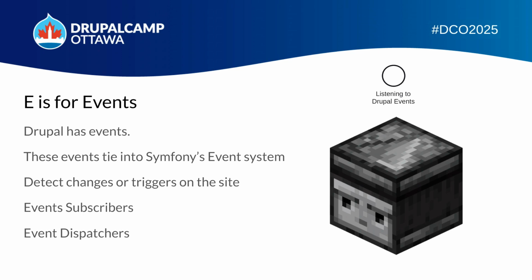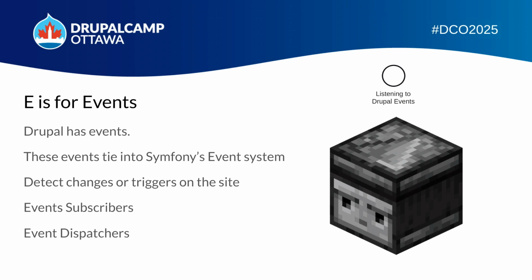Okay, so just an overview for people who don't really know about events. Drupal has a lot of events that happen. There's a Symfony event system, and basically an event is any time your website has a change that's happening to the database or to config, there's a trigger that fires, kind of like this Minecraft observer.